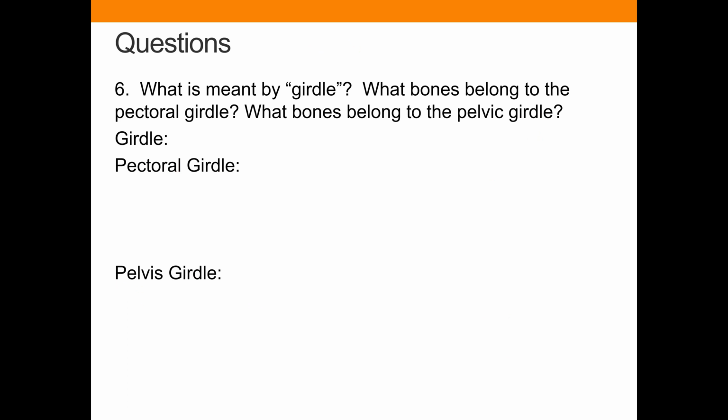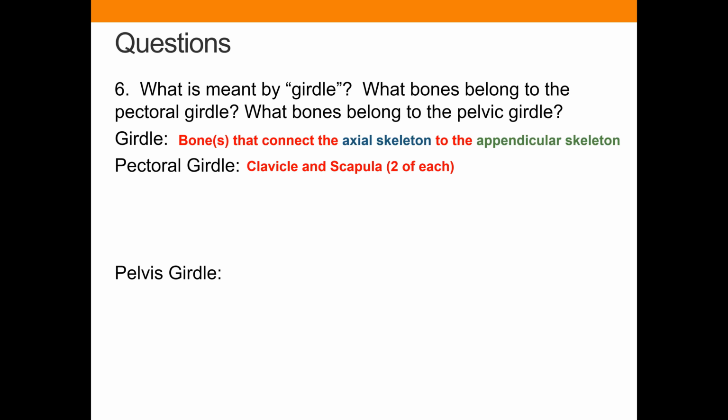Number 6 says, what is meant by girdle? What bones belong to the pectoral girdle? What bones belong to the pelvic girdle? So remember, in anatomy with reference to the skeleton, a girdle is the bones or bone that connect the axial skeleton to the appendicular skeleton. So the pectoral girdle is going to be connecting the upper limbs to the axial skeleton. And the pectoral girdle is made up of the clavicle and scapula.